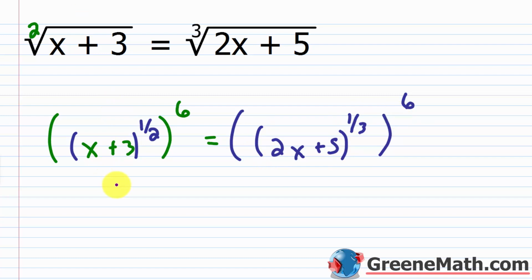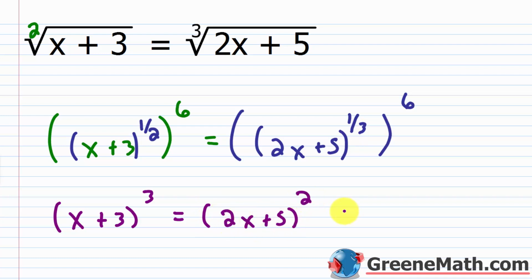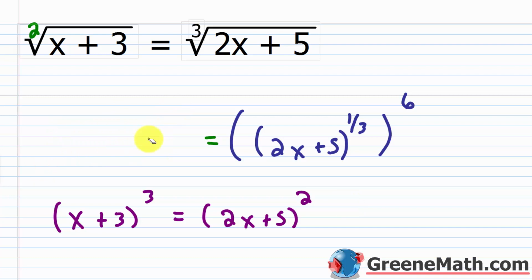Now, the power to power rule, if I have x plus 3 raised to the 1/2 power and then it's raised to the 6th power, then my x plus 3 will be raised to the power of what? 6 times 1/2 is basically going to be 3, right? And this is equal to, over here, my 2x plus 5 raised to the 1/3 power is raised to the 6th power. Again, 6 times a third would give me 2. So this is 2x plus 5 squared. Okay, so let me erase this. We're not going to need it anymore.